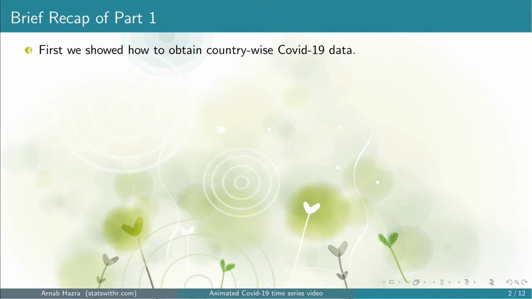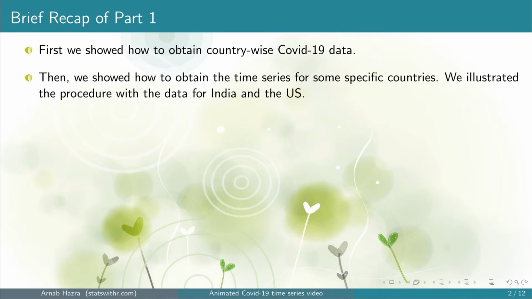Before we begin, let's just recall what we discussed in part 1. First, we showed how to obtain country-wise COVID-19 data. The dataset includes information about a large number of countries. Then we showed how to obtain the time series for some specific countries. We illustrate the procedure with the data for India and the United States.